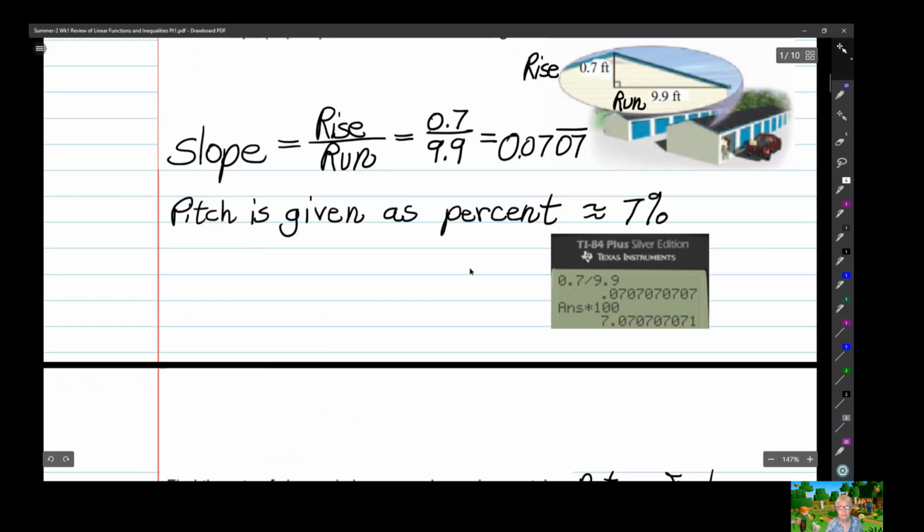Now pitch is given in percent, so I have to change this decimal to a percent. I do that by multiplying the decimal by 100%, or 100, which is what I did here, and it gave me 7.0707070707. The instructions say, I neglected to copy them, but the instructions say to round to the nearest percent. So our answer is that the pitch of the roof is 7%.